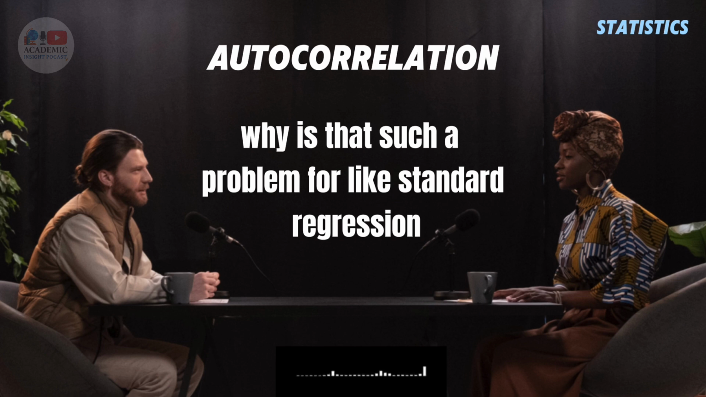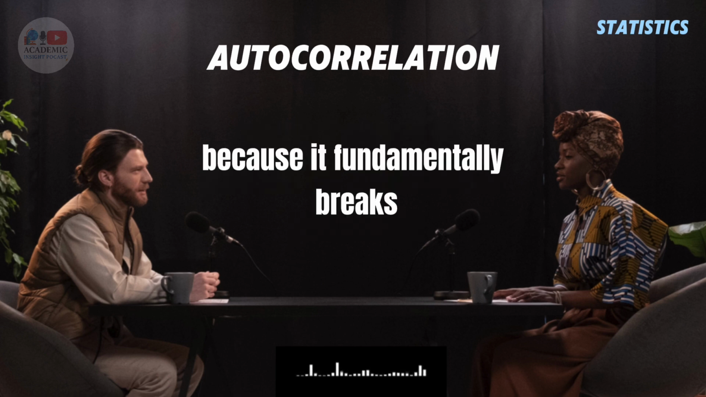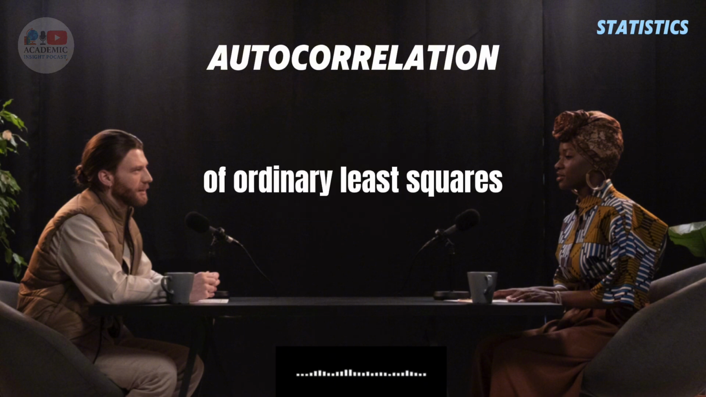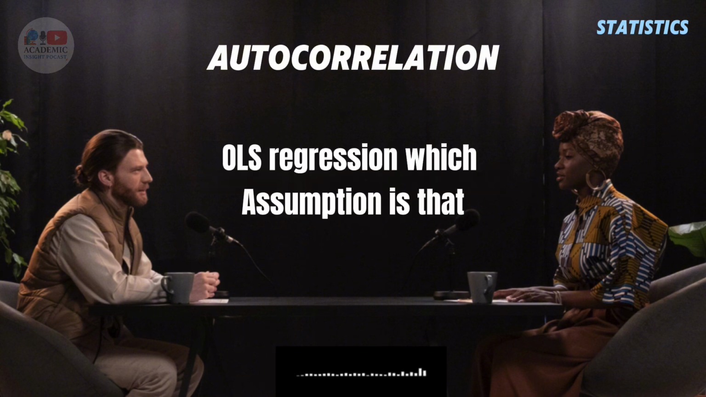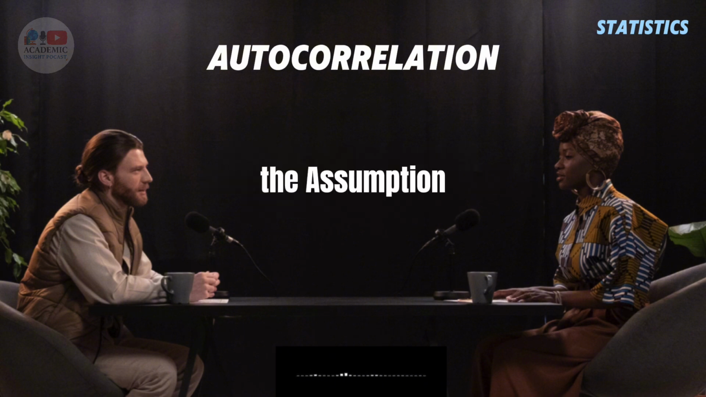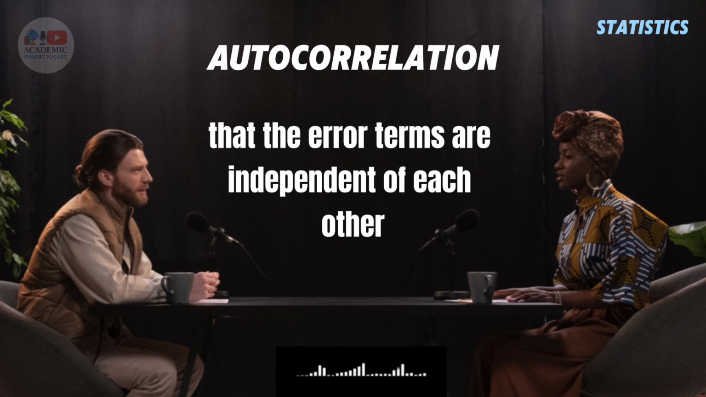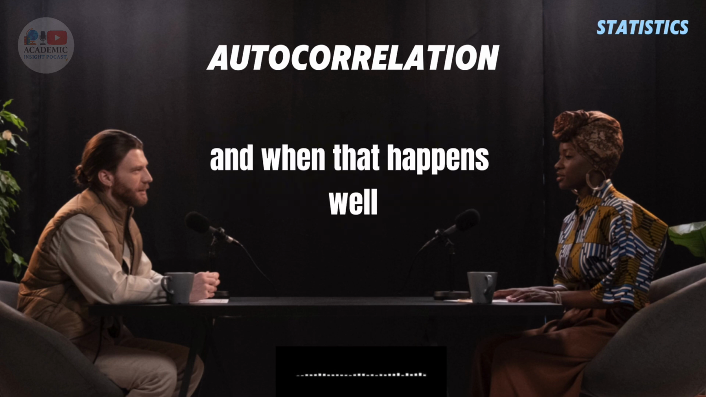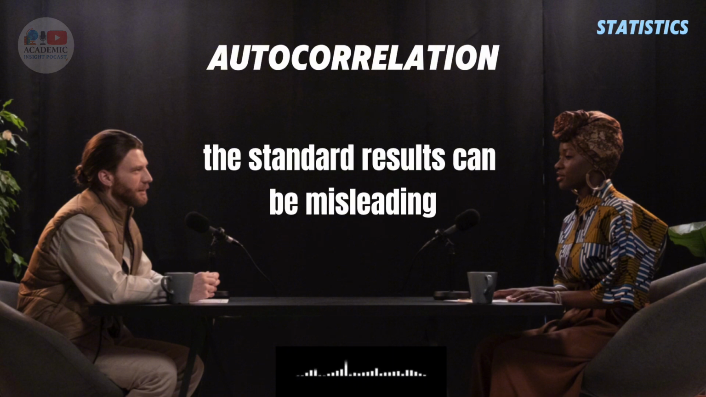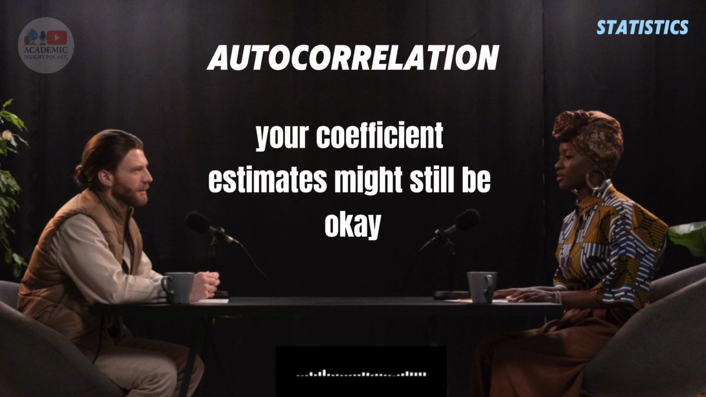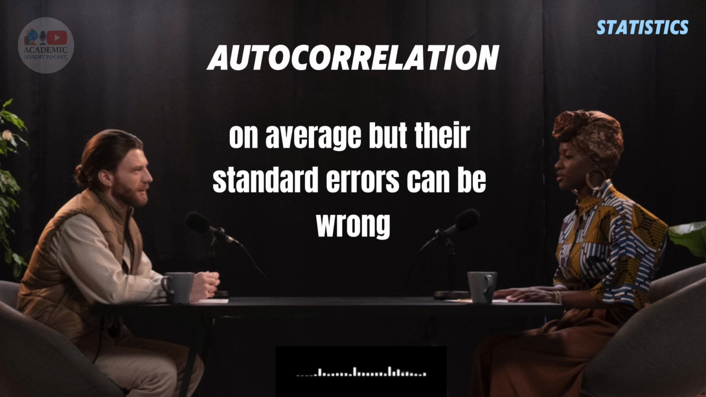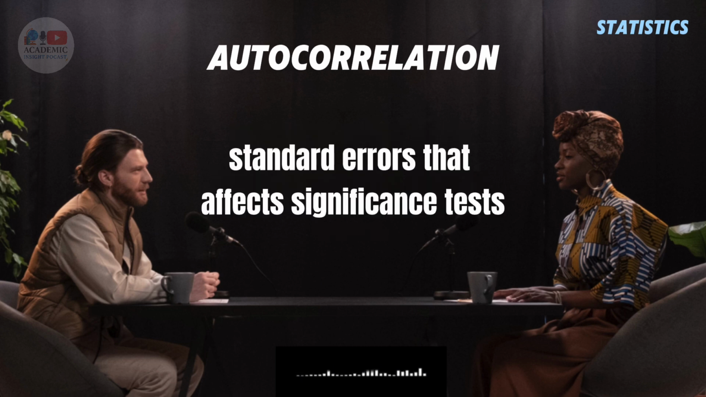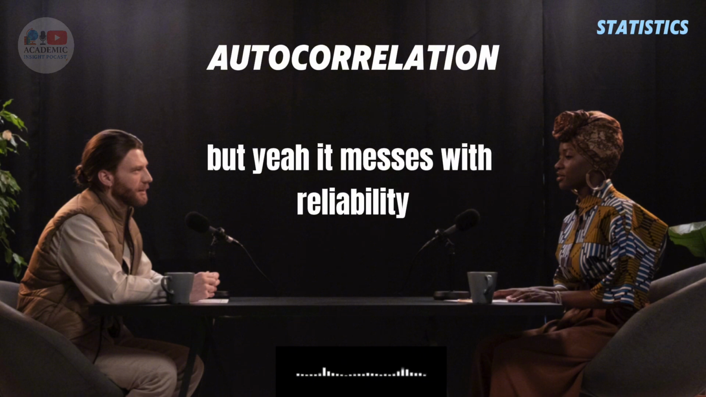Why is that such a problem for standard regression? Because it fundamentally breaks one of the key assumptions of ordinary least squares, OLS, regression. Which assumption is that? The assumption that the error terms are independent of each other. Autocorrelation means they aren't independent. Oh, right. And when that happens, well, the standard results can be misleading. Your coefficient estimates might still be okay on average, but their standard errors can be wrong. Standard errors. That affects significance tests. Exactly. We'll come back to that. But yeah, it messes with reliability.